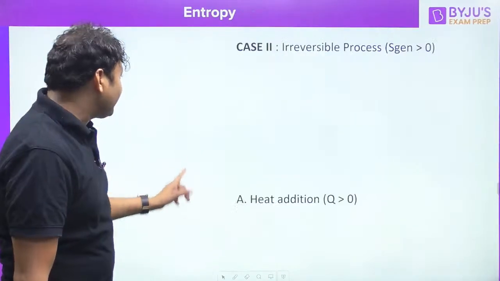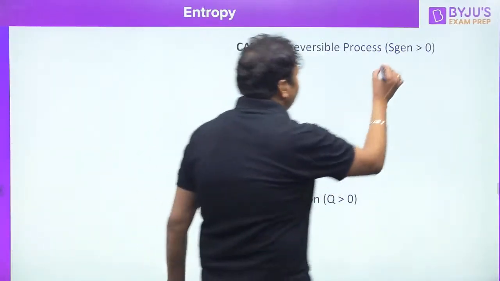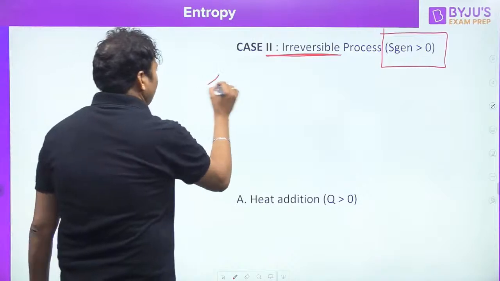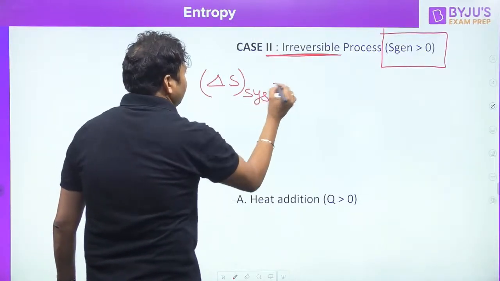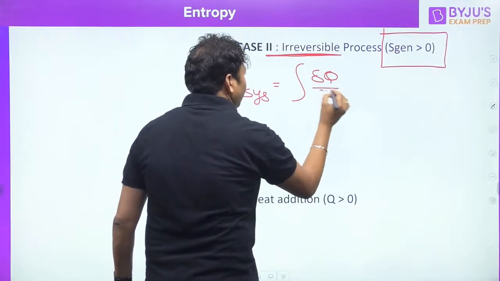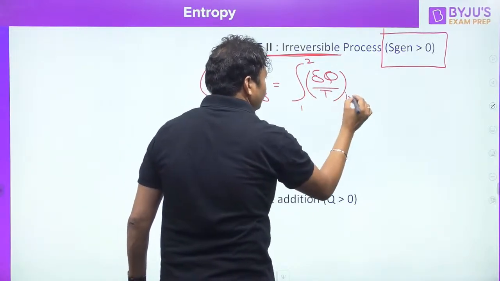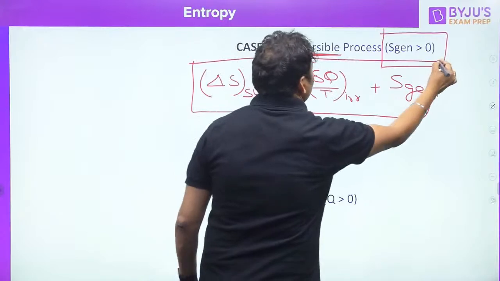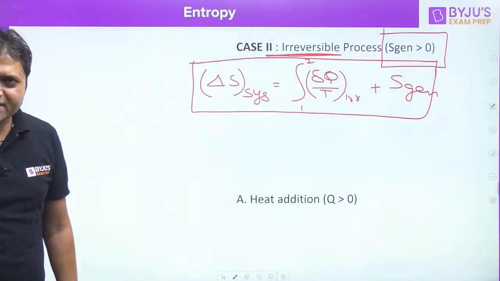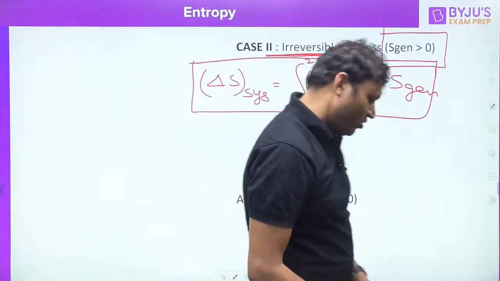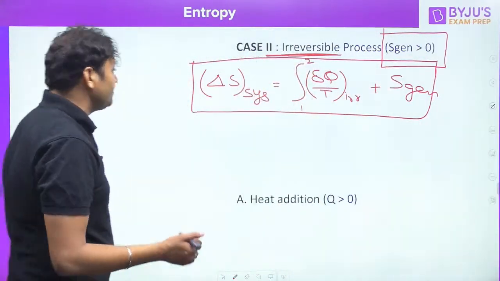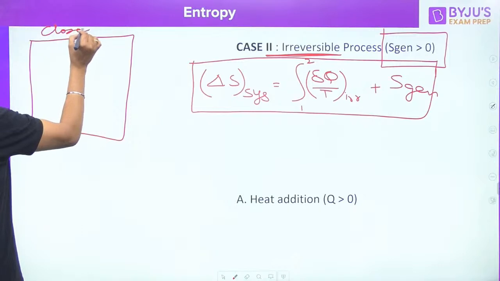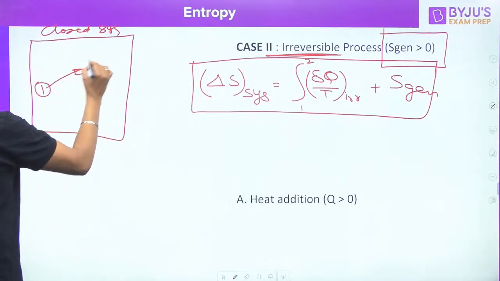But if the closed system is undergoing an irreversible process, then the change in entropy for the system is the integration of del Q by T from 1 to 2, for the irreversible process, plus the entropy generation. This will be the expression to calculate the change in entropy for the system when it is undergoing an irreversible process. When the system is undergoing an irreversible process, there is also an entropy generation.